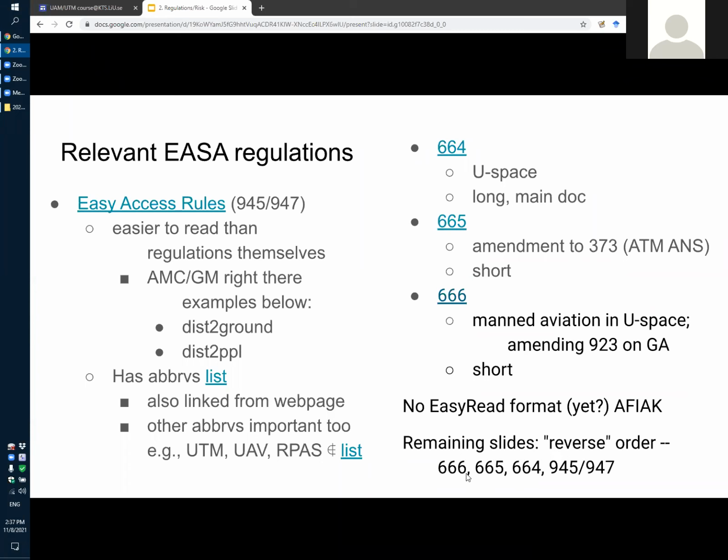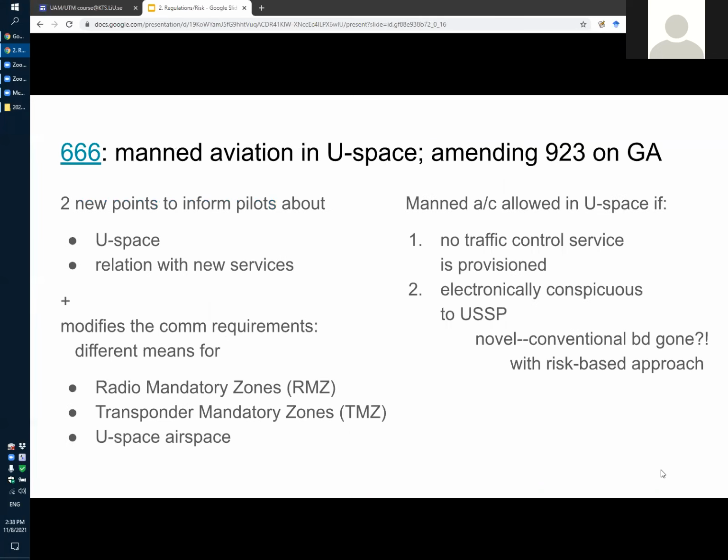Okay, so these are the regulations, and for the remaining slides we go in reverse order, starting from the simplest one, 666, 665, and then U-Space and the services, and then go into 945 and 947, and then I will ask you to watch a separate video for SORA, which is part of 947. Okay, so 666, 665, let's get them out of the way.